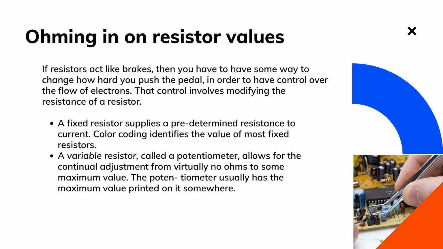of different colors. Meanwhile, the variable resistor is also called the potentiometer. It allows for continual adjustment from virtually no ohms to some maximum value. The potentiometer usually has the maximum value printed on it somewhere, and you can see the section on dialing with potentiometers later in this video.